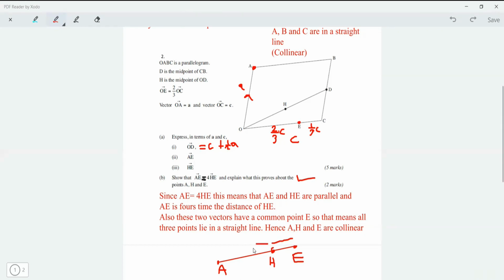So you have another length here, that would make another point there, and another point here, and all of their distances are equal. Let's say this distance is T, this is T, this is T, this is T. Then we just know HE is T, and it's a quarter of the whole thing, AE. A to H, or A to E, or H to E, all of them lie on one straight line. That's all collinear means. So once you get that one vector is a multiple of the next, and they share a common point, then the vectors are said to be collinear.